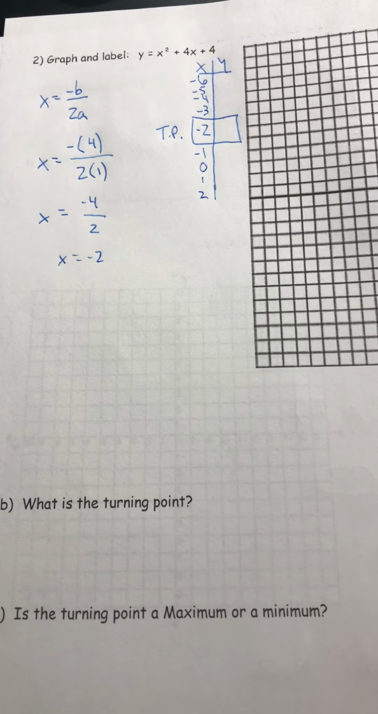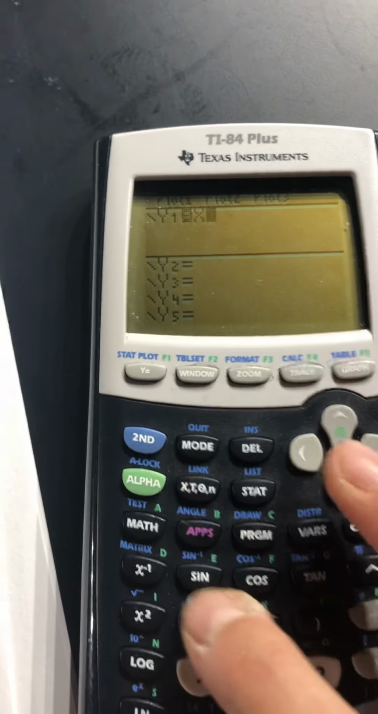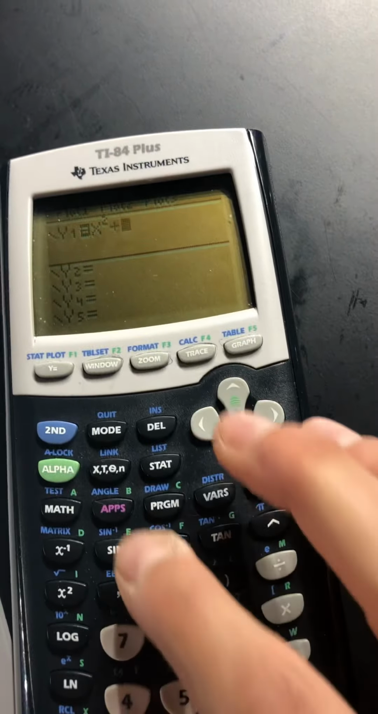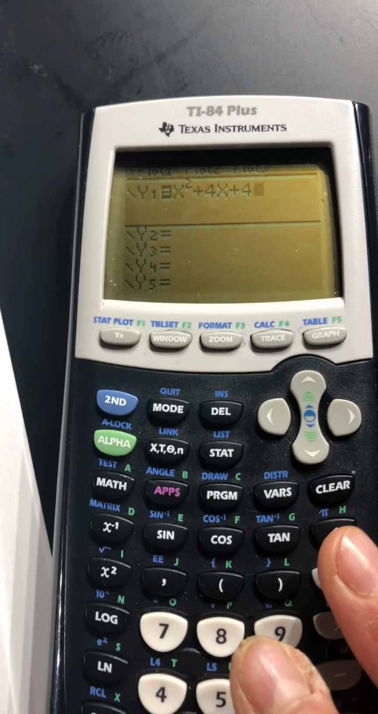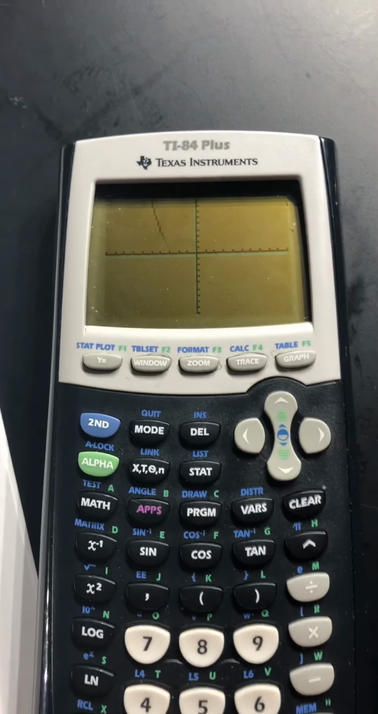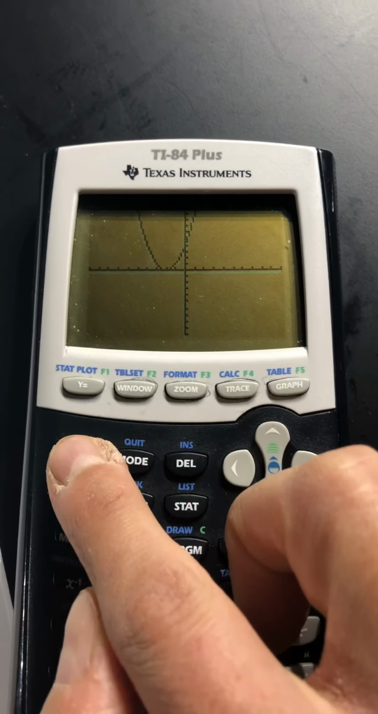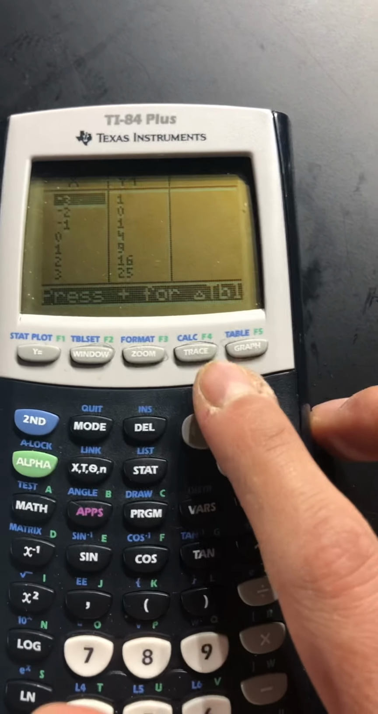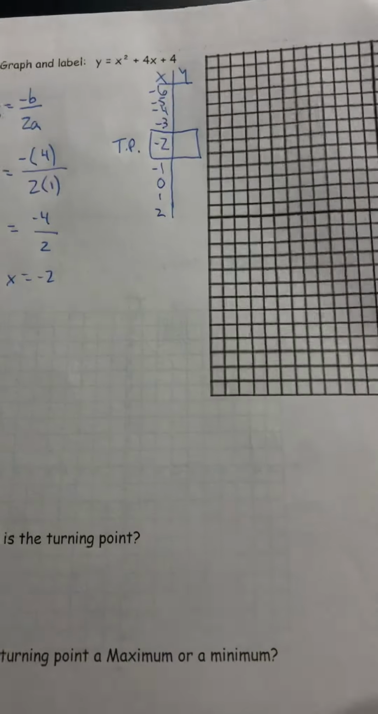So now I'm going to go to my calculator, and I'm going to plug this in and find the y values. So when we do this, we have x squared plus 4x plus 4. Now when we graph, we have a positive a value, so we'll see we have a minimum. And I'm going to look at my table. So our table, we're going to copy down from negative 6 all the way to 2. So I'm going to go to my paper.